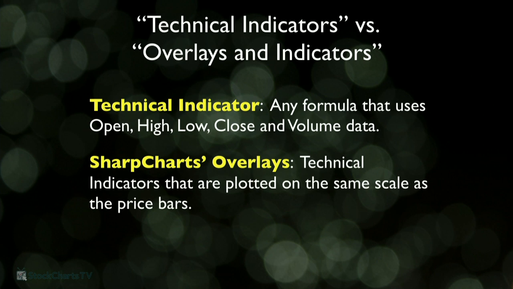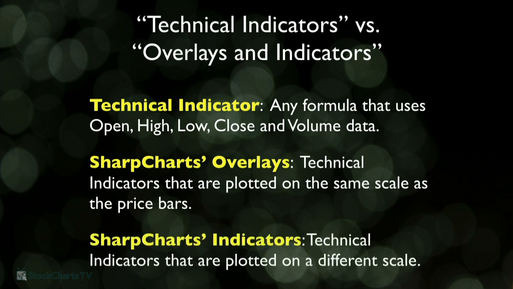But in the context of SharpCharts, an overlay is a technical indicator that is plotted on the same scale as the price bars and therefore appears on top of the price bars. And it's potentially possible for the price bars to interact with that particular technical indicator. So a technical indicator that's on top of the price bars is an overlay. But a technical indicator that is on a different scale, and there are many of these, MACD, PPO, and so forth, is not on the same scale as the prices. They have to be plotted in a separate window. We call those SharpCharts indicators, and we put them in different windows above and below the price plot area. We will talk about those on a future show. On today's show, we're going to be focused mostly on this middle thing, SharpCharts overlays.